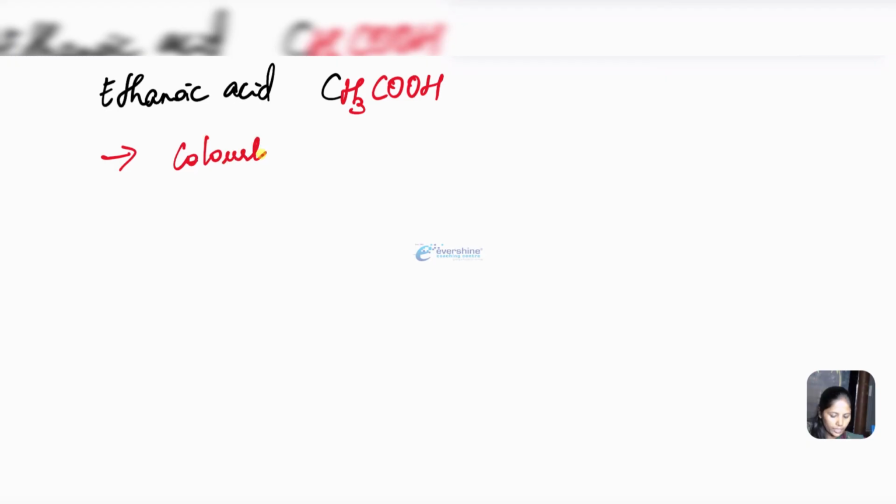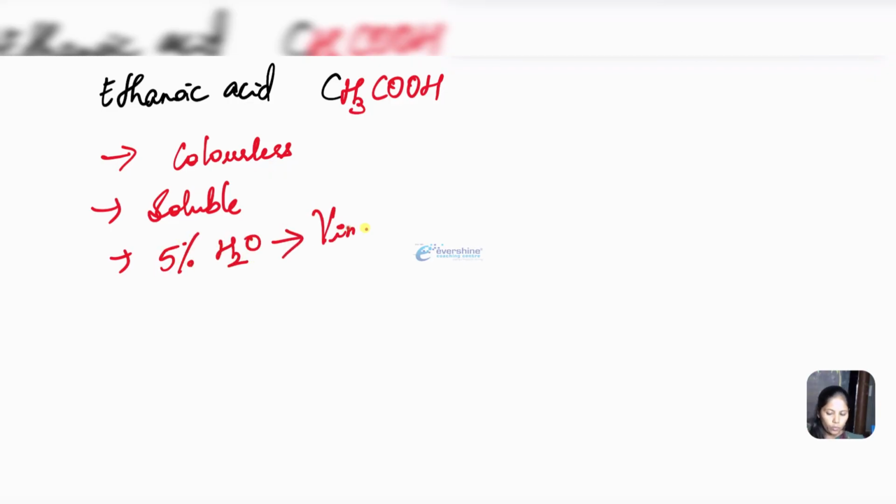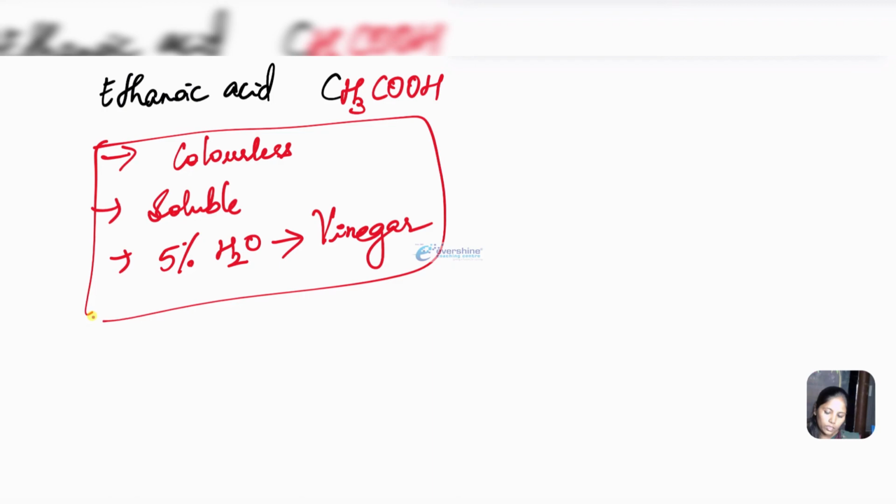If we mix 5% of water to it, it will become vinegar. Okay, vinegar it will become. These are all the properties of ethanoic acid. Then its chemical properties, the chemical properties of ethanoic acid.